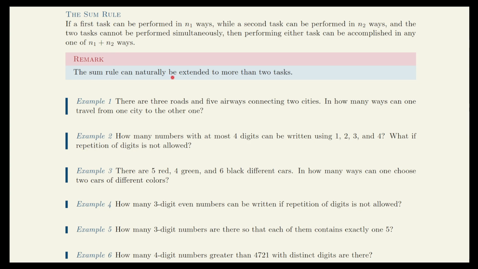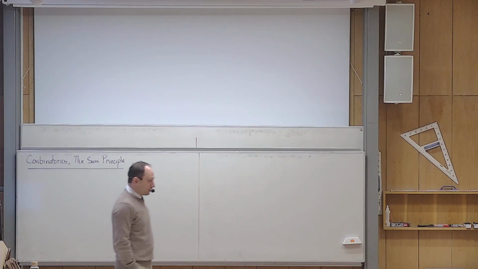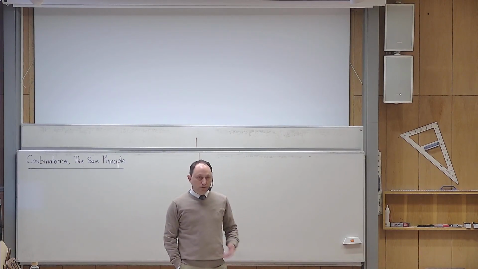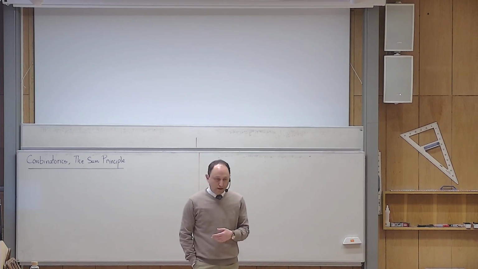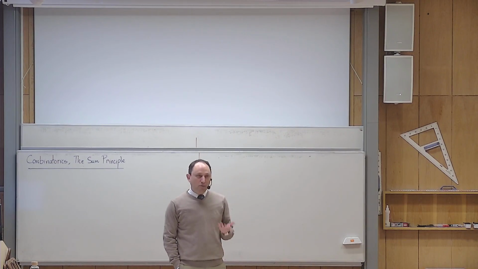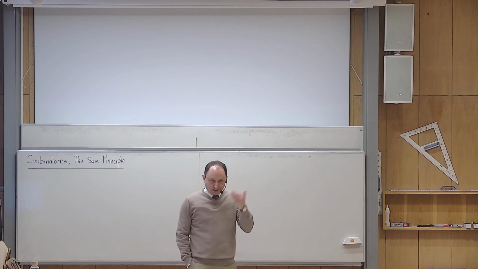The sum rule can naturally be extended to more than two tasks. That's also very clear. So is the content clear? For example, if you're supposed to travel from Stockholm to another city, you might be able to go with car, you might be able to go with plane. Assume that there are two roads taking you from Stockholm to another city, and then you have three airlines that you can choose from. In how many ways can you reach the other city? There is no way, this is meaningless to multiply them, yes?